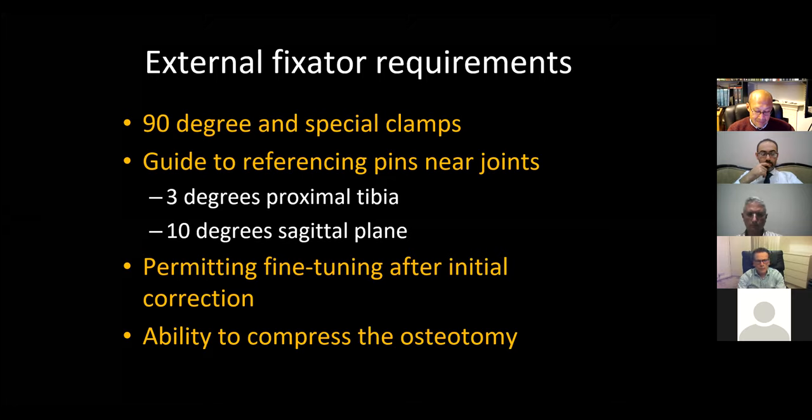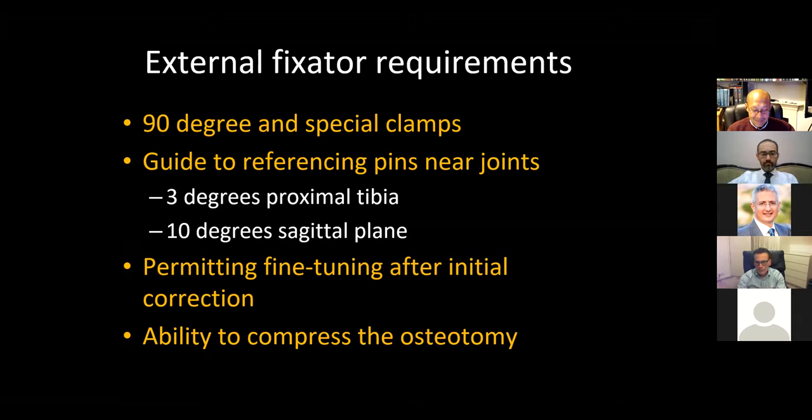So you have in the tibia the 3 degrees proximally on the AP and 10 degrees on the sagittal plane. Your external fixator system needs to allow you also to fine tune the position of the pins after the initial correction. In case you're not happy, you want to increase your angles a little bit, you need to have good control. Therefore, a typical bar clamp fixator is not ideal in that respect, because largely it will allow you to perform the correction, but it will not allow you to fine tune the position. Also, you need an external fixator that provides the ability to compress the osteotomy.